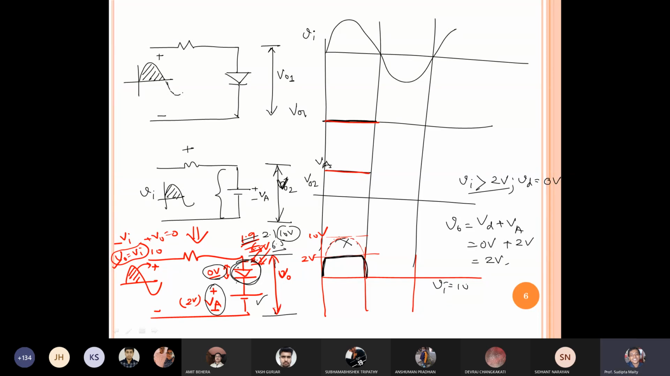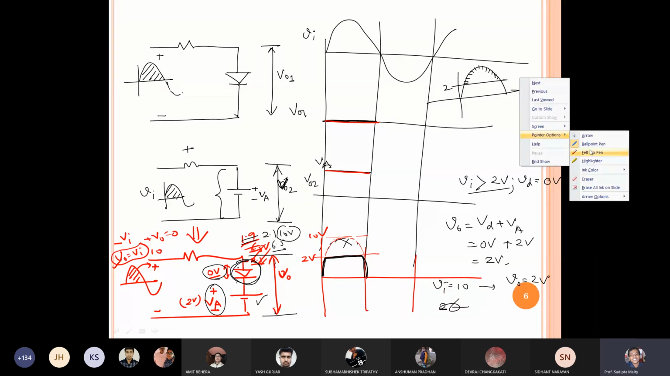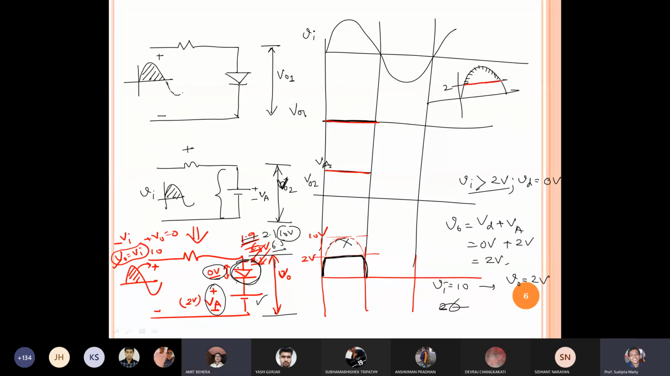Even if VI is 10 volt, we don't bother, V naught will be 2 volt. So from this region, the output will be simply 2 volt. Agree? That's why we have drawn it so. And if the input is less than 2 volt, it will come as the input voltage itself. So that's why we will get this kind of output. Is it clear or should I tell again? Yes sir, it is clear.